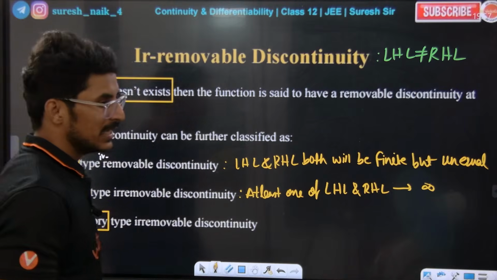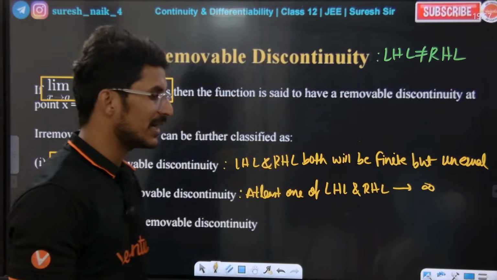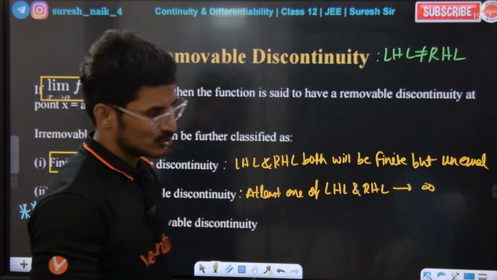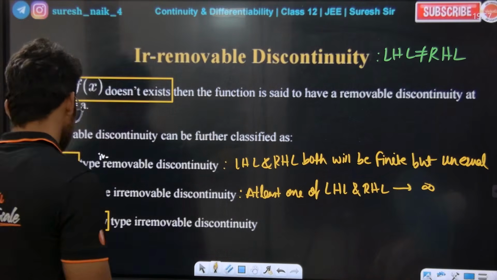Understood? LHL is left hand limit, RHL is right hand limit. You are in 11th, man. You just started your 11th limits. Whenever you study, you will understand. Now you won't understand, leave it.